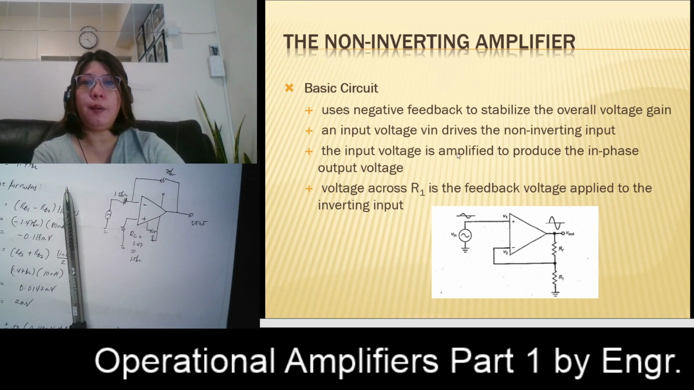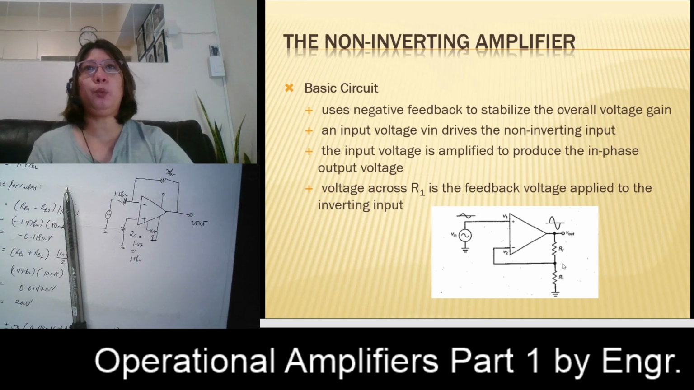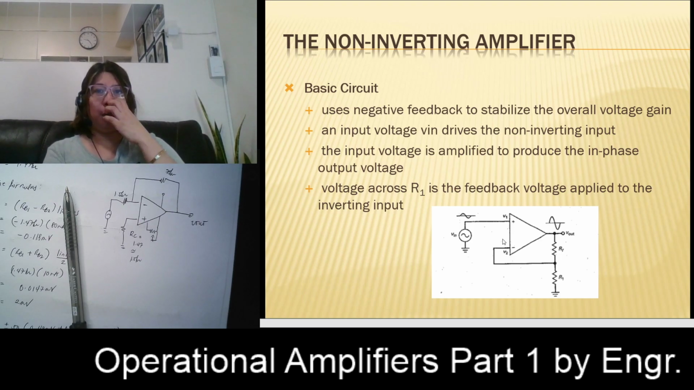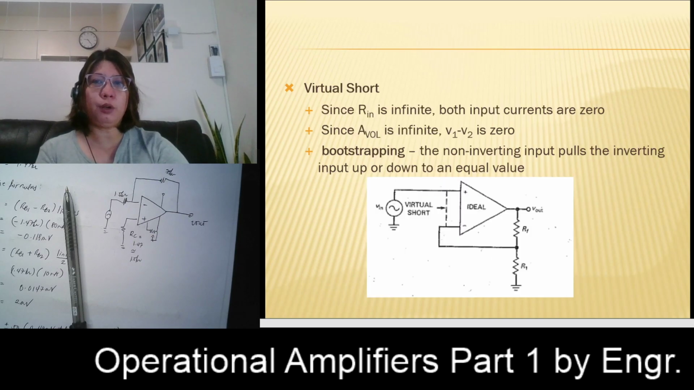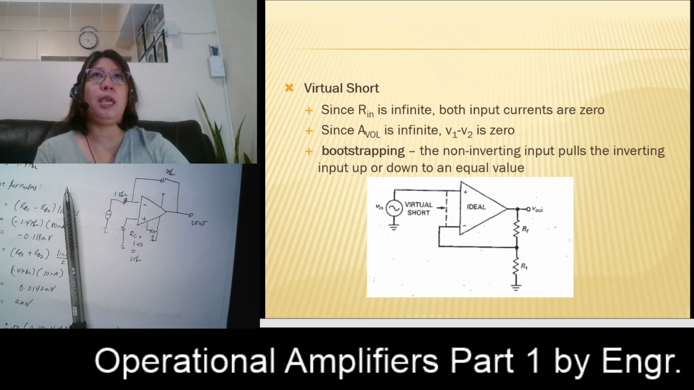So the input voltage Vin drives the non-inverting input. The input voltage is amplified to produce the in-phase output voltage. The voltage across R1 is the feedback voltage applied to the inverting input. So the difference between V1 here and V2 here must be very, very small. Why? Because if you can still remember, we also have such a thing as virtual short in our non-inverting amplifier.